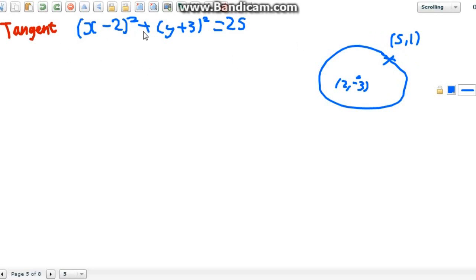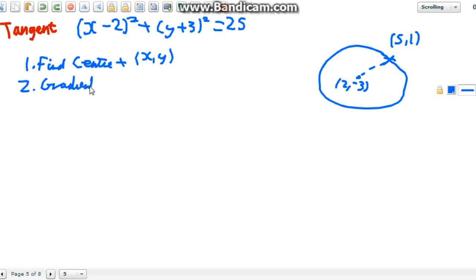So if you had to find the tangent at a point, the first thing you do is you work out what your point is and what your centre is. That's step one. Find the centre, and write the centre and your xy. Step 2 is to work out the gradient between these.